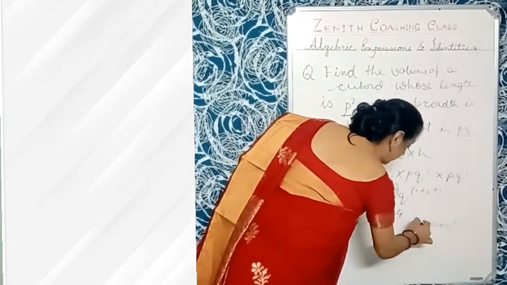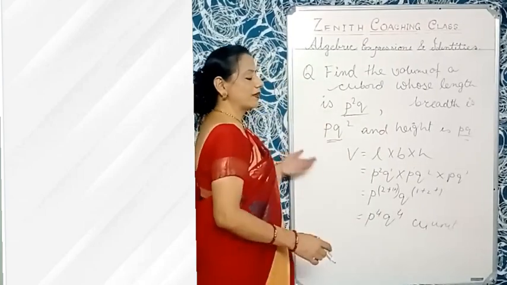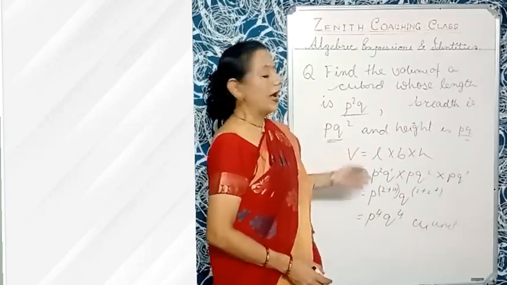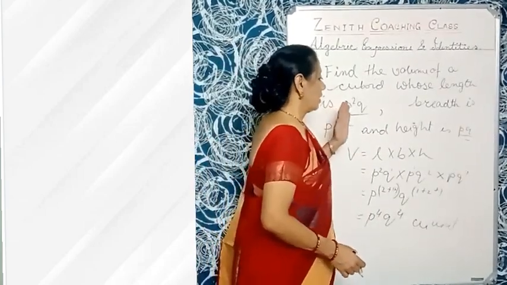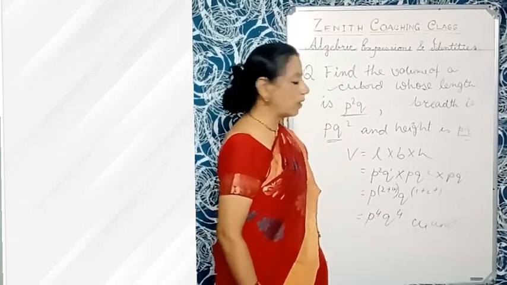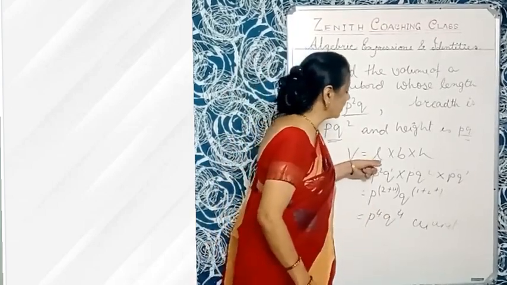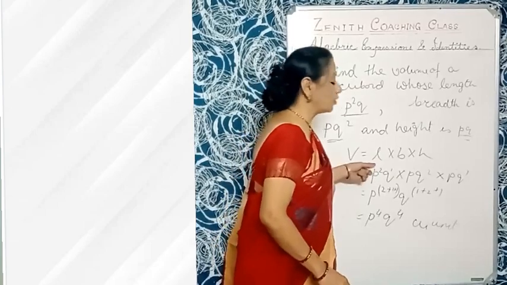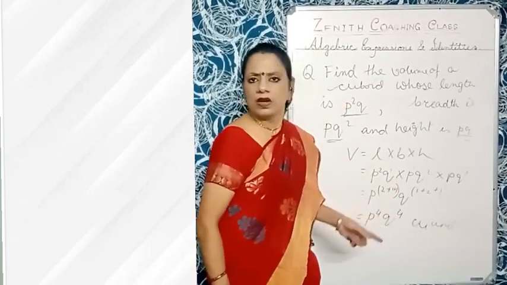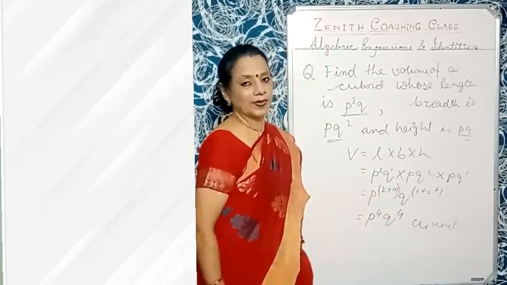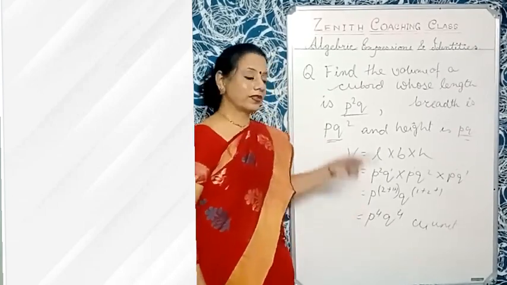So here is the volume of a cuboid and there is the area of a rectangle. So these are both interrelated. Length into breadth is area, and length into breadth into height is volume. Easy sum. Okay, let's understand. I will go to the next sum.